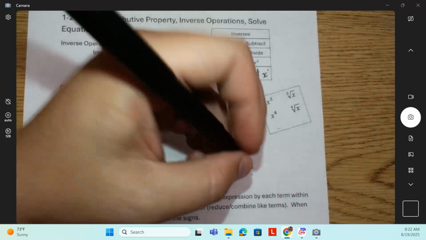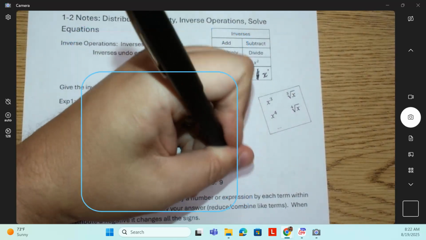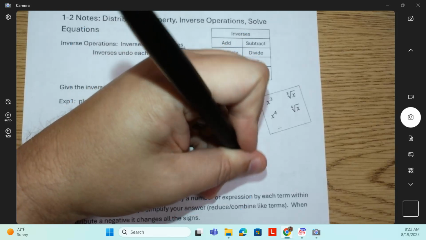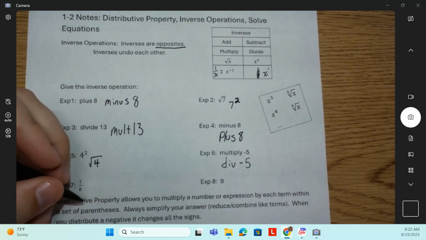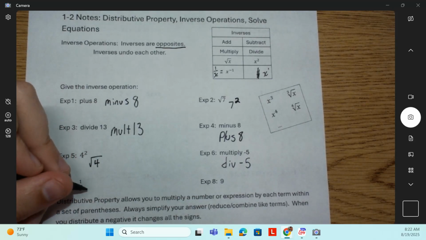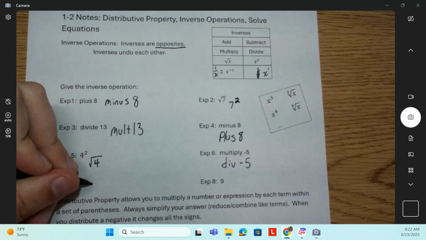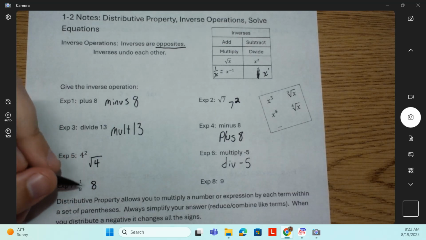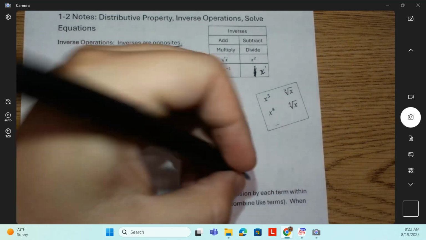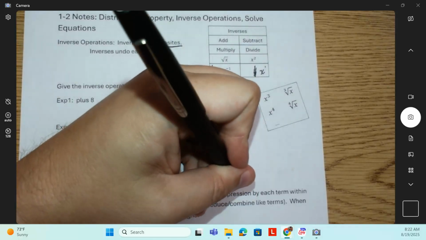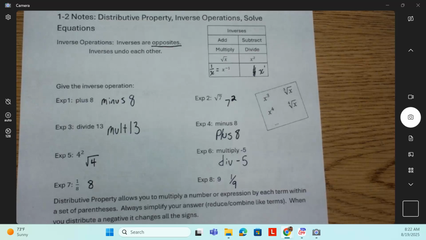Multiplying by negative 5. Opposite, of course, would be dividing by negative 5. And for 1/8, really you're just saying that's dividing by 1/8. The opposite of that would be 8, and so kind of multiplying those together. And the inverse, or the opposite of 9, then means that would be 1 over 9. Right, so we'll keep those in mind as we get to the solving equations portion of this.